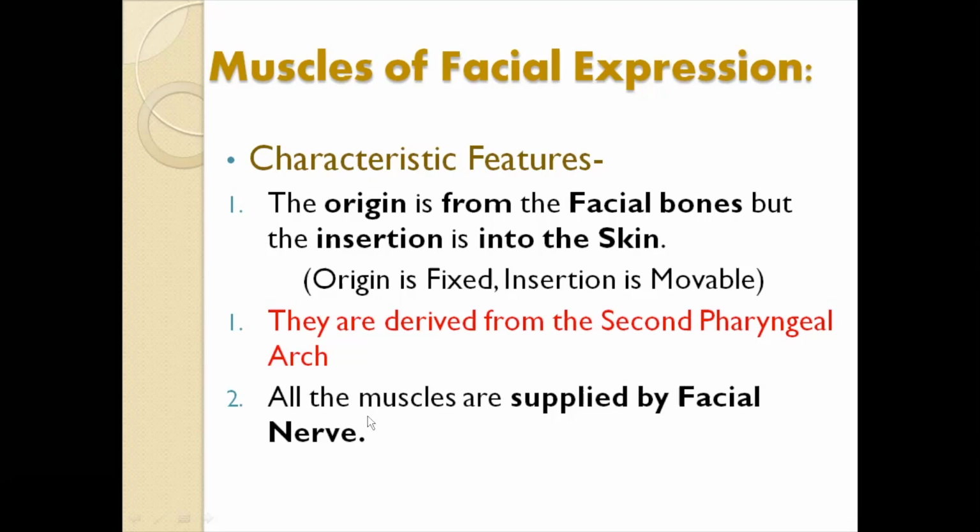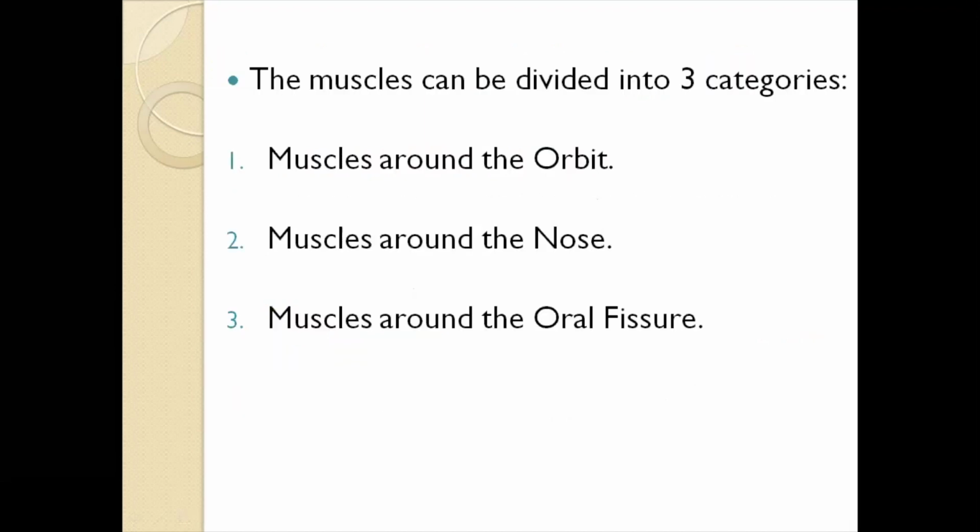The muscles of facial expression all are supplied by the facial nerve. There are certain muscles which are also supplied by other nerves as well, but most of them are supplied by the facial nerve. Now the muscles are divided into three categories. Firstly, the muscles around the orbit. Secondly, the muscles around the nose. And third, last but not the least, the muscles around the oral fascia.